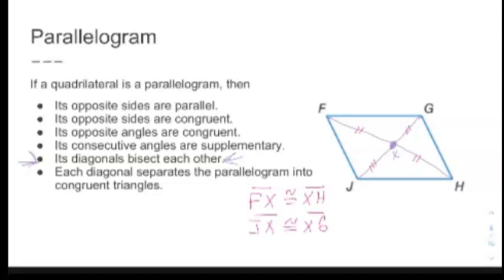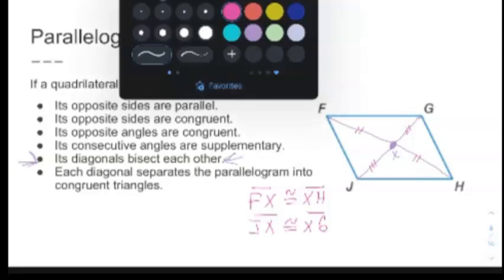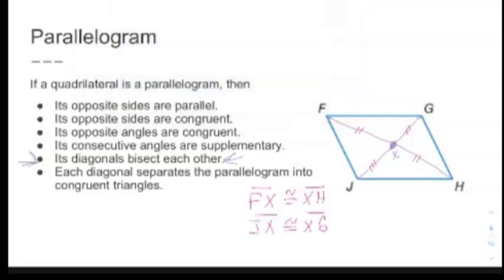Also, if a quadrilateral is a parallelogram, then each of the diagonals separates the parallelogram into congruent triangles. If you think about it, that makes sense, because we can identify congruent triangles here and here.